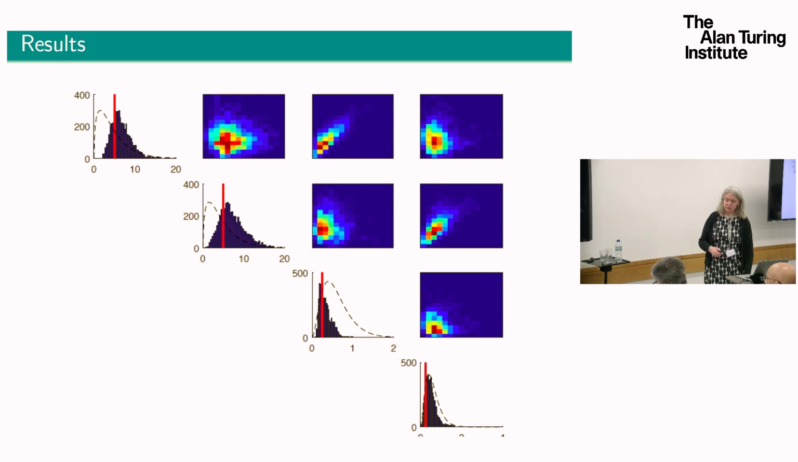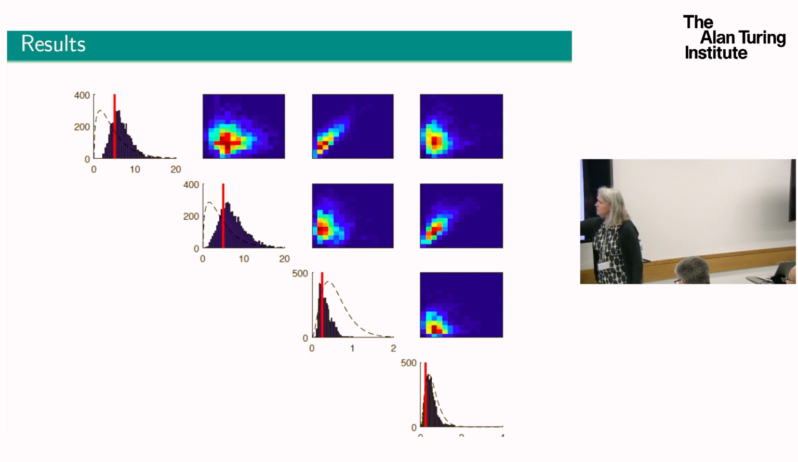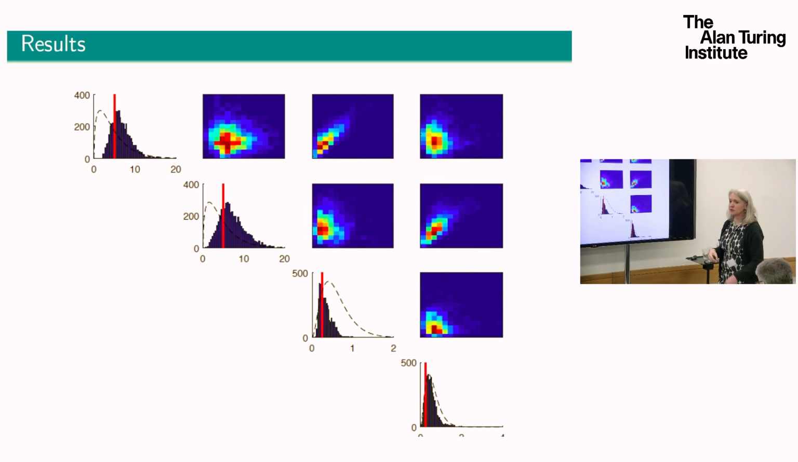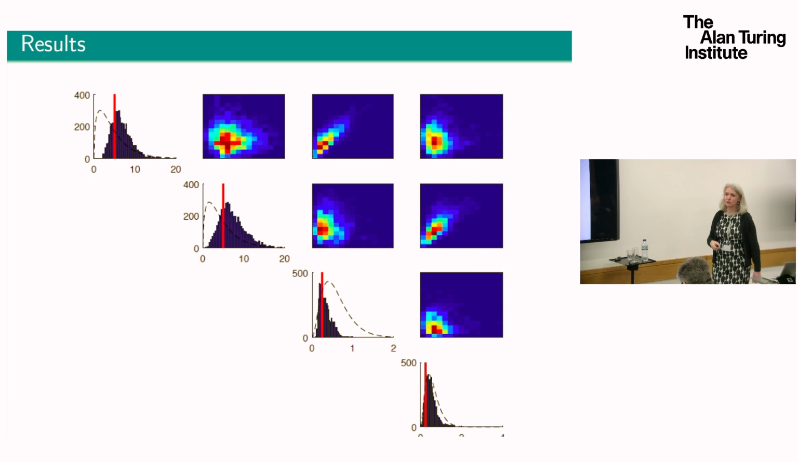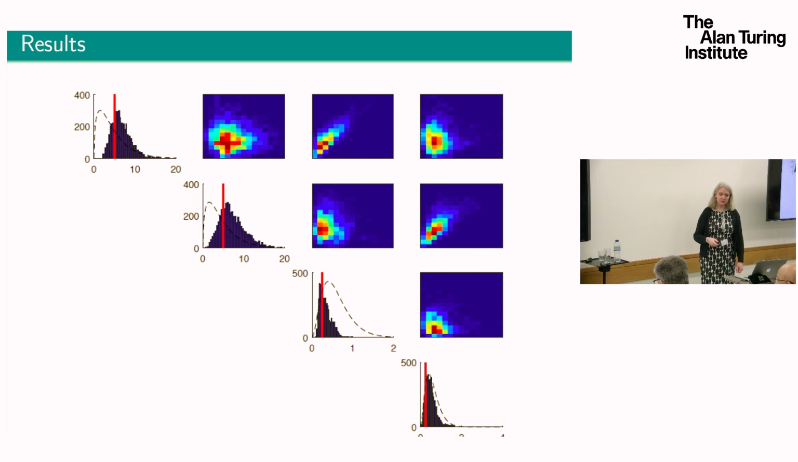And then I'll just show you the first 4 of the parameters, θ1 to θ4. In each case, the dotted line is the prior, the red line is the true value, and the dark blue is the posterior that we infer. And you can see that the results are pretty good in most cases.